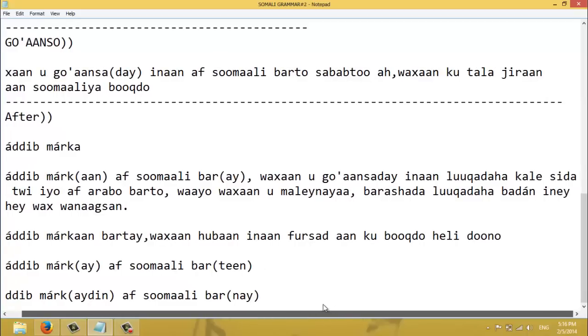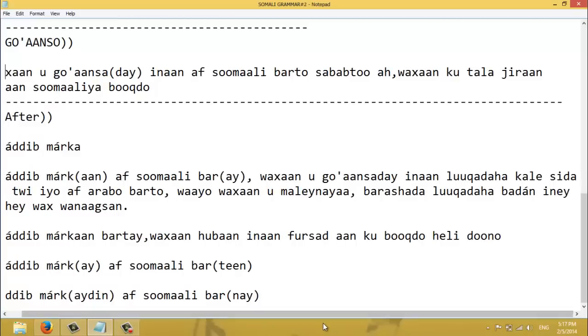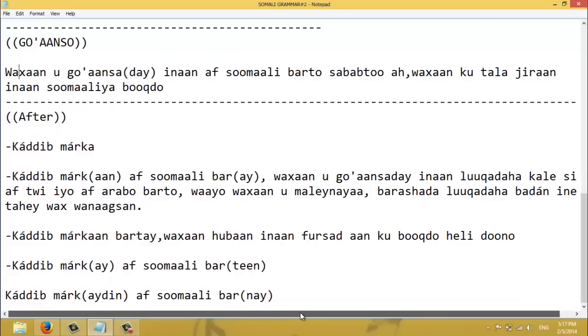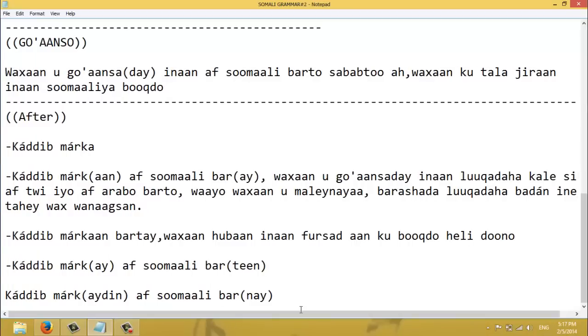So that was a long sentence, but we're mainly focusing on how to use the if and in the past tense together. So kadib marakaan af Somali baray. Waxaan u go'aansaday inaan luqadaha kale sida af Twi iyo af Arabo barato. Waayo waxaan u malaynayaa barashada luqadaha badan inay tahay wax wanaagsan.